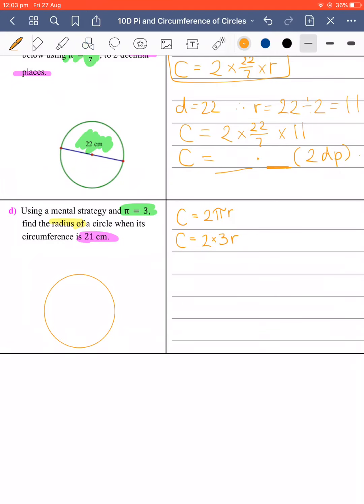Next thing, I'm going to add to my drawing the fact that I know my radius is going to go from the middle to the side, but I don't know what it actually is at the moment. I also know that pi is 3 in this particular case, and I know that my circumference is 21 centimeters.